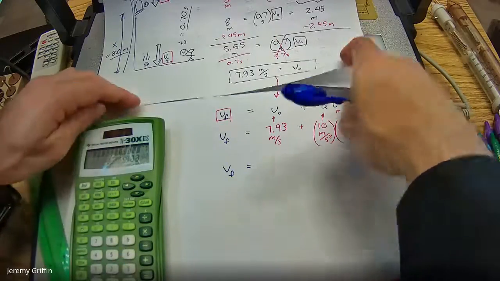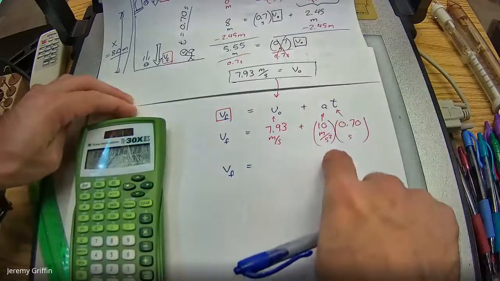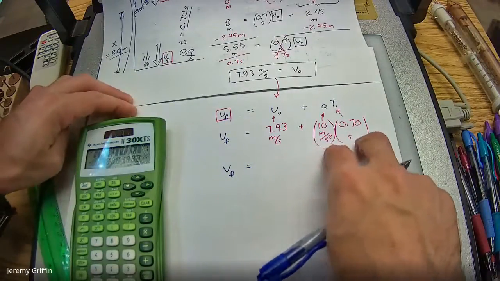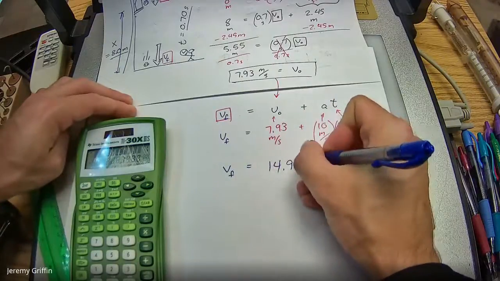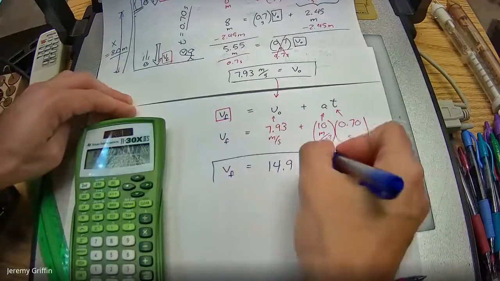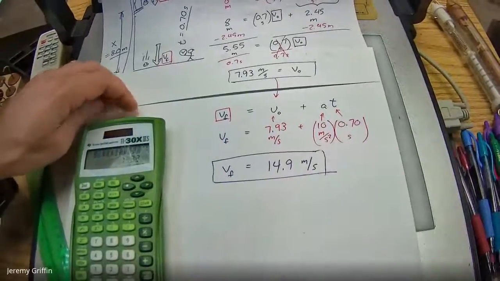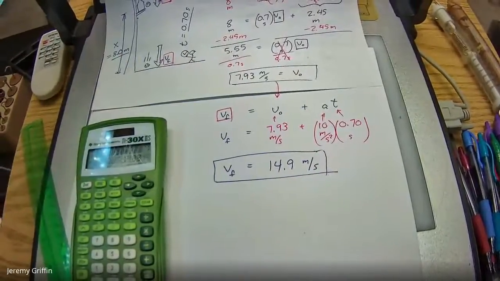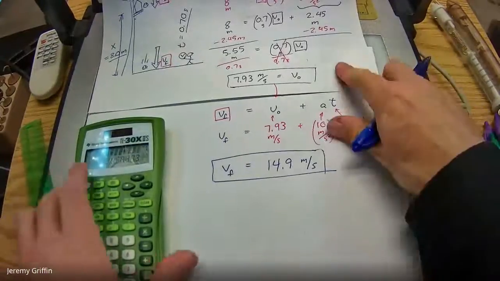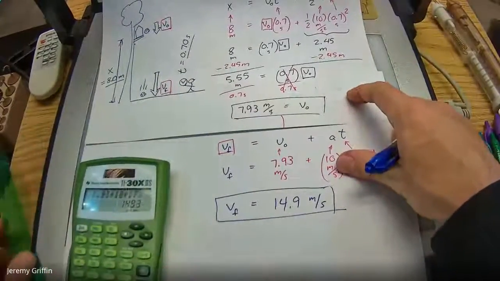Okay. Also the units match. Meters per second. And then meters per second squared times seconds is also meters per second. 14.9 meters per second. That's it. Okay. And that's the number on the page, so that checks out.